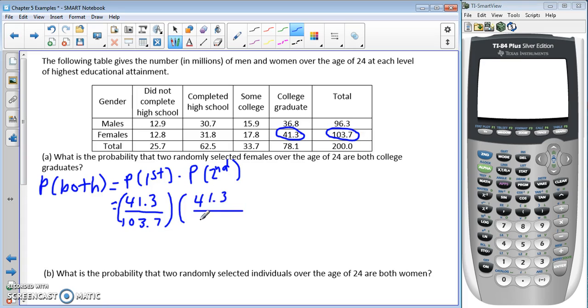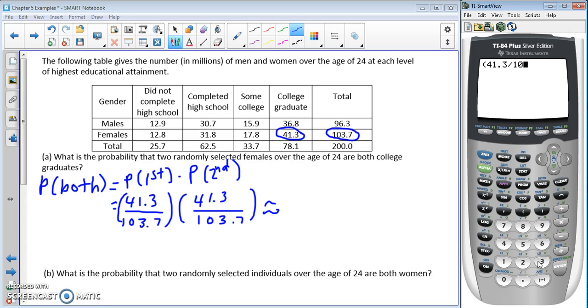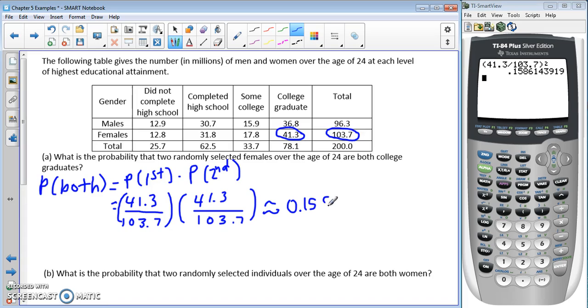And again, we can write that as that one fraction squared. So let's look at our decimal approximation here, and I'm actually going to square that in my calculator. So 41.3 divided by 103.7 squared. So we're looking at 0.1586 there, approximately a 16% chance.